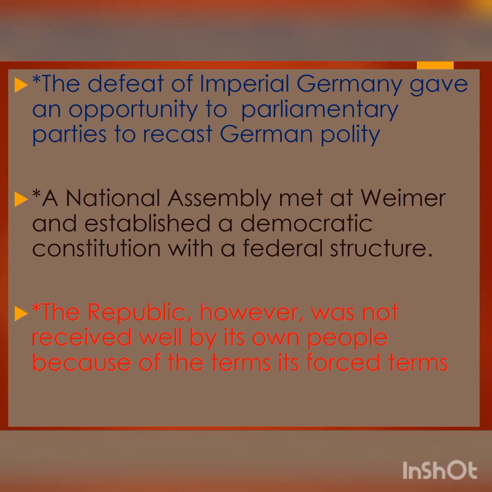The defeat of Imperial Germany and the abdication of the Emperor gave an opportunity to parliamentary parties to recast German polity. A national assembly met at Weimar and established a democratic constitution with a federal structure. This republic, however, was not received well by its own people, largely because of the terms it was forced to accept after Germany's defeat at the end of the First World War.